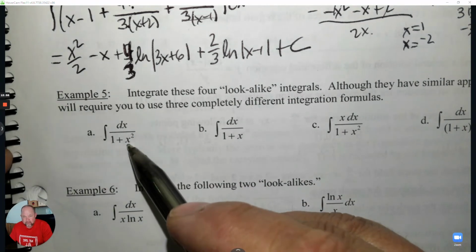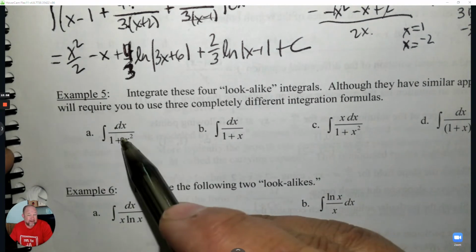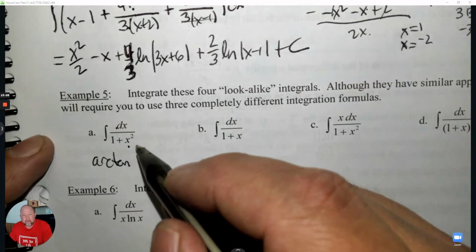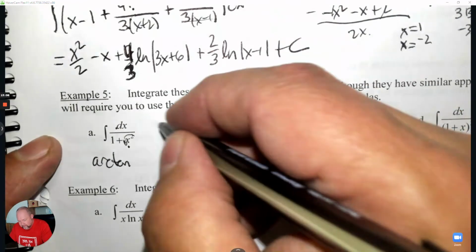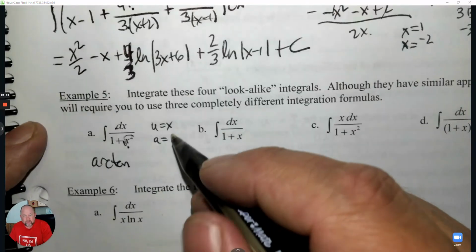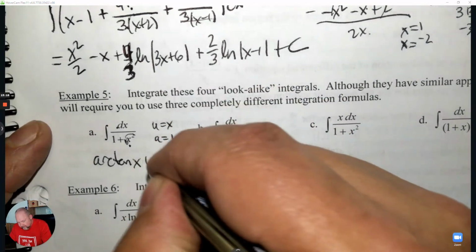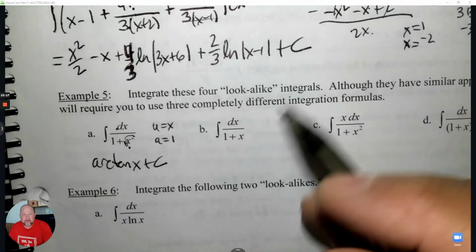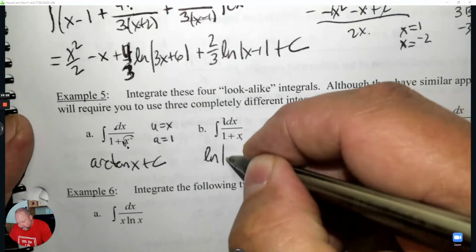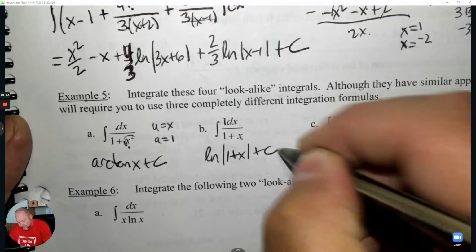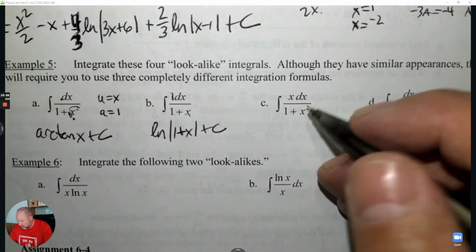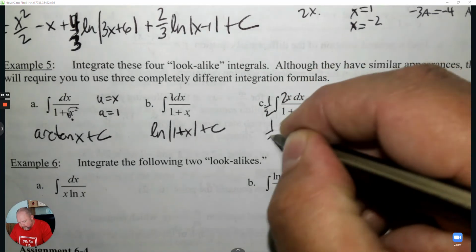So if I look here, the derivative of the bottom does not match the top. It's also not factorable in the bottom. This one is tangent. This is arc tangent. The square root of x squared is u, and the square root of 1 is a. And so it's u over a, or just x, plus c. Here, the derivative of the bottom is 1. It matches. That's a logarithm. Don't forget the candy bars. For c, the derivative of the bottom is 2x. It's also a logarithm. I need a 1/2 in front.